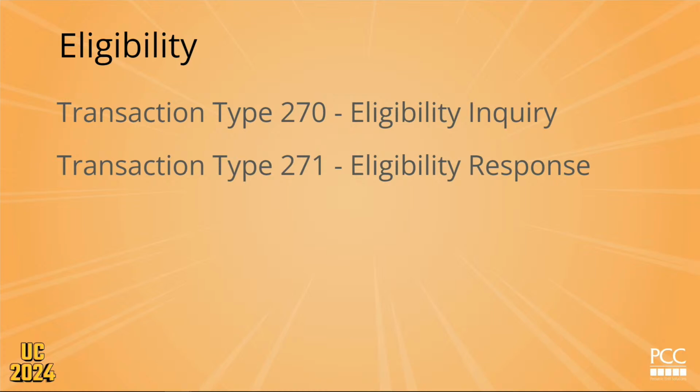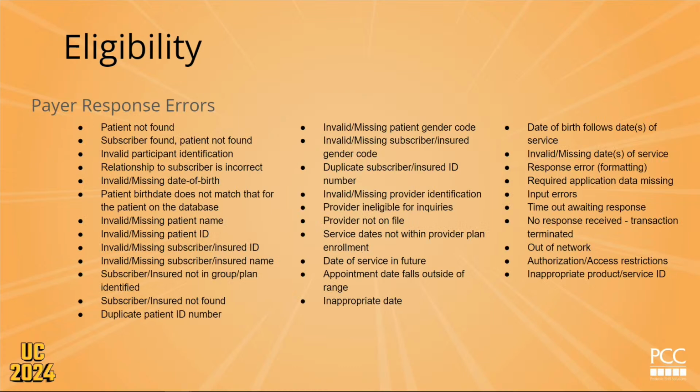Looking at eligibility, we have two transaction types. We have 270, which is the inquiry. This is us sending information out to the payers to see if this patient is eligible, and then we get a 271 response back. That's where we're going to be seeing those types of errors that are coming back. So if you send it out and they can't find the patient, or something's not matching, those are the responses that you're getting back into your system.